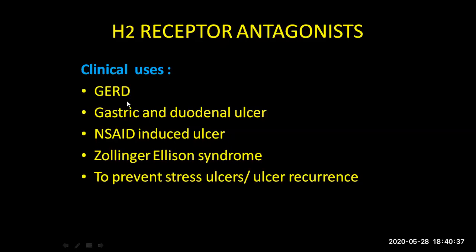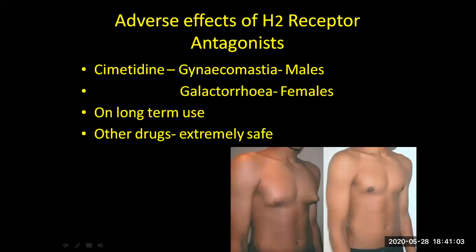gastroesophageal reflux disease, and they can be used in gastric and also duodenal ulcers, and in NSAID induced ulcers. NSAID is nothing but non-steroidal anti-inflammatory drugs. And in Zollinger-Ellison syndrome, where there is increased secretion of gastrin, and to prevent stress ulcers or ulcer recurrence. In all these cases, H2 receptor antagonists are very useful. And coming to the adverse effects, mainly other drugs are extremely safe except cimetidine, which can cause gynecomastia in males and galactorrhea in females only on long-term use.